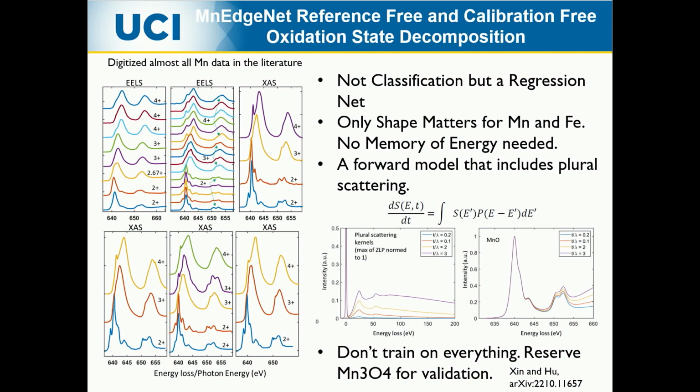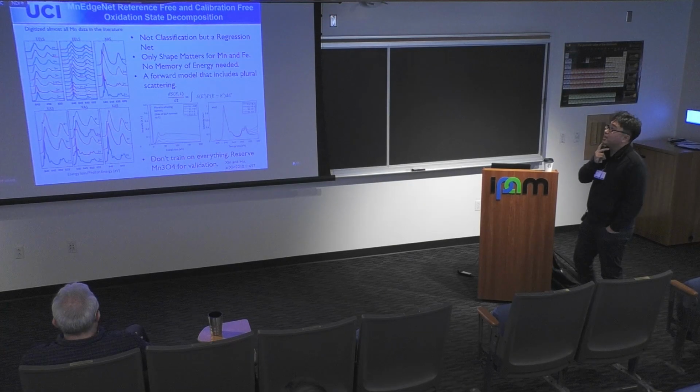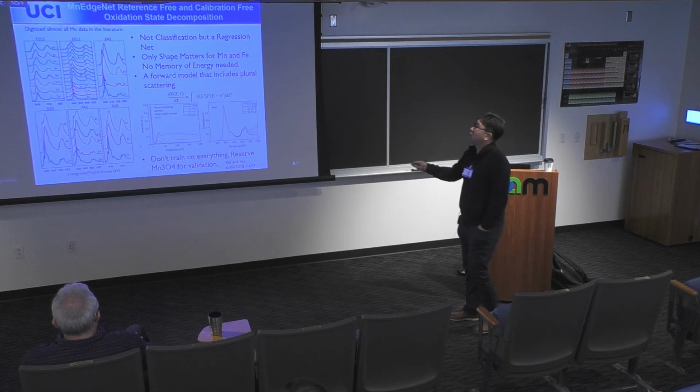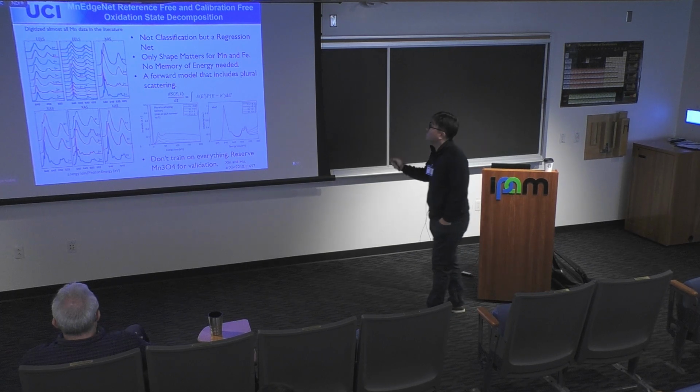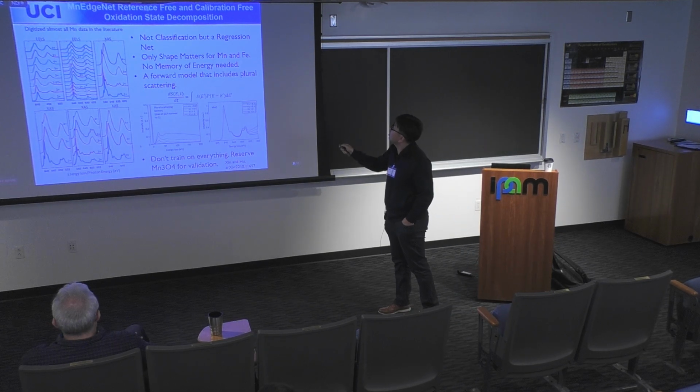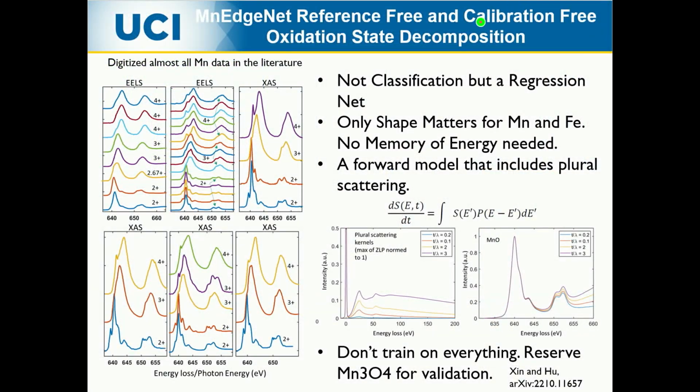The next question is, can we do a reference-free and calibration-free decomposition of oxidation states? Let's use manganese as an example. The answer is you can. You don't need to exactly know where the energy axis is, and you don't need to find the references. Basically, I digitized almost all manganese data in the literature and left some of it for validation. Of course, this is not a classification but a regression net, because I want to know whether you have 20% of 2+ and 30% of 3+ in it.